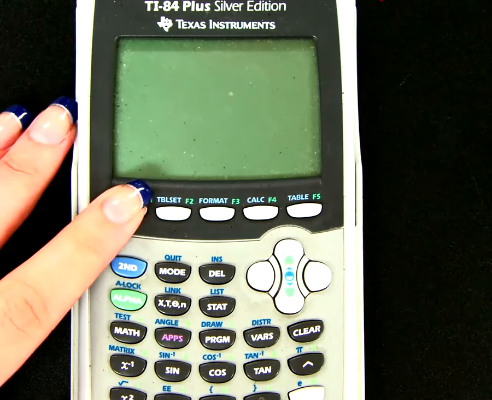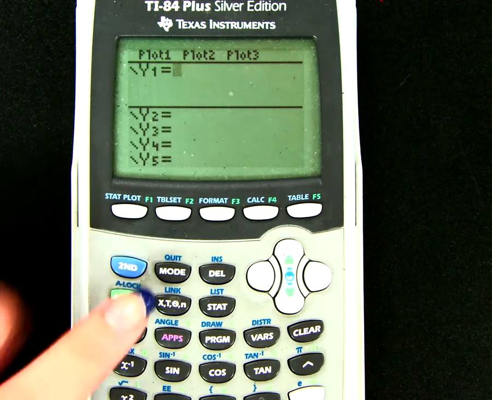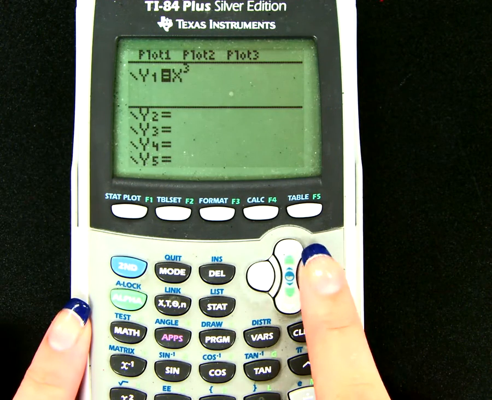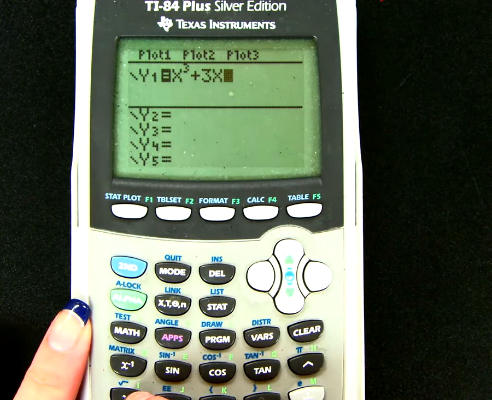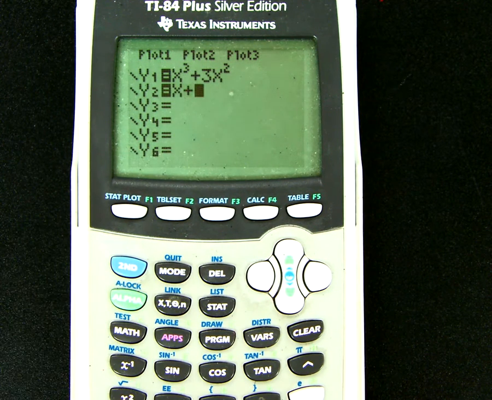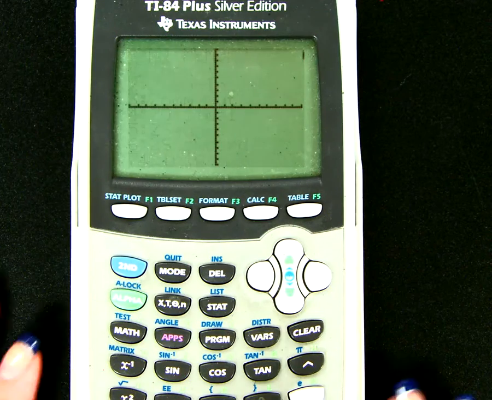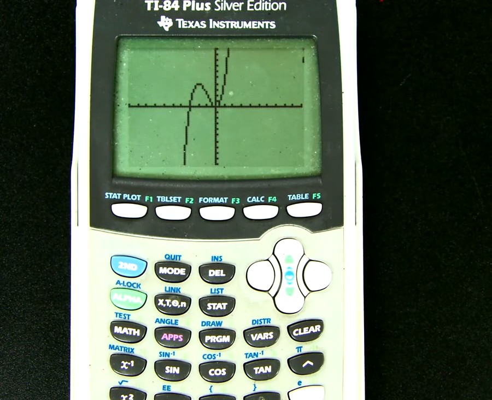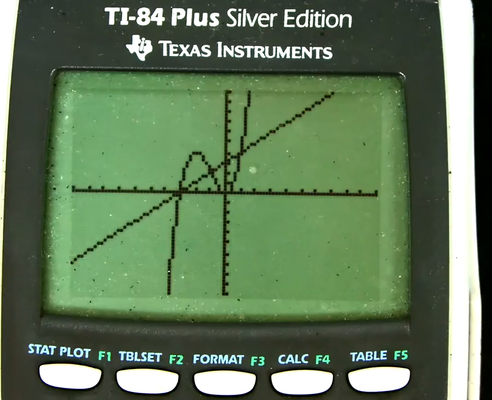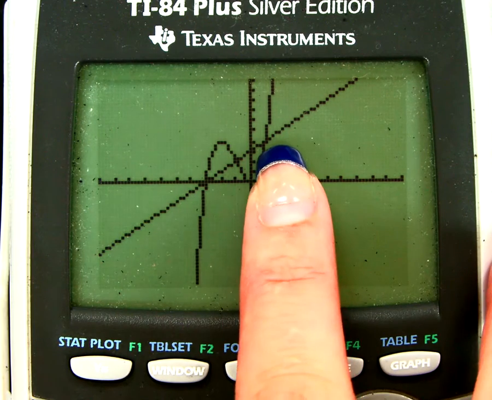So in the y equals, we're going to clear what's there. Again, I'm going to type x cubed plus 3x squared into the first equation. And then in y2, it is x plus 3. And then I'm going to graph in a standard window, so zoom 6 to start. And then we need to find all of the intersections. So notice how there are 3 intersections. So we have 1, 2, and 3.